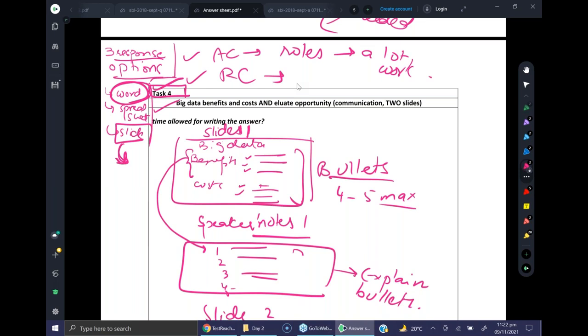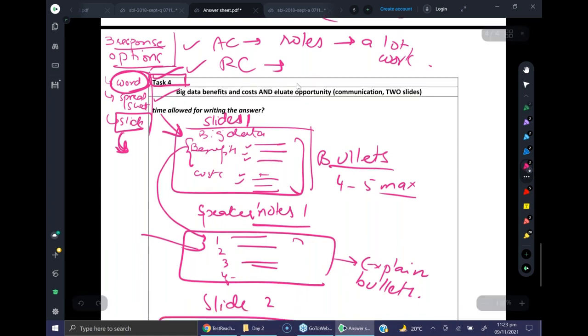But on the slide, never write long sentences or paragraphs, otherwise the communication marks will go away. Absolutely 0 marks will be given if you write long sentences or paragraphs on the slide. On speaker notes, write your paragraphs and full sentences to explain your points, but not on slides.